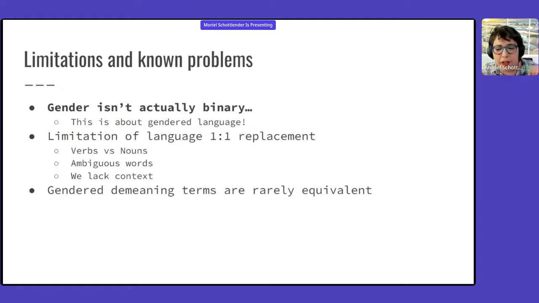On the contrary, there's a lot of explanation that is exposing the fact that gender is not binary. But gendered language, especially in English, tends to be binary. So this is only making the point about gendered language. There's also a limitation about one-to-one replacement of language, which this tool is doing. This tool is dumb. This tool is just looking for words and replaces them, which means we have problems with language processing or language context.